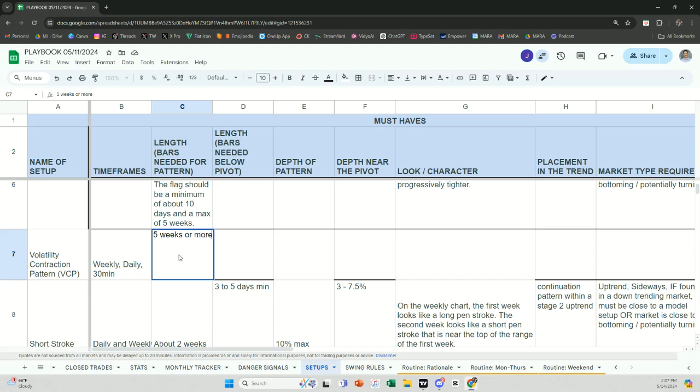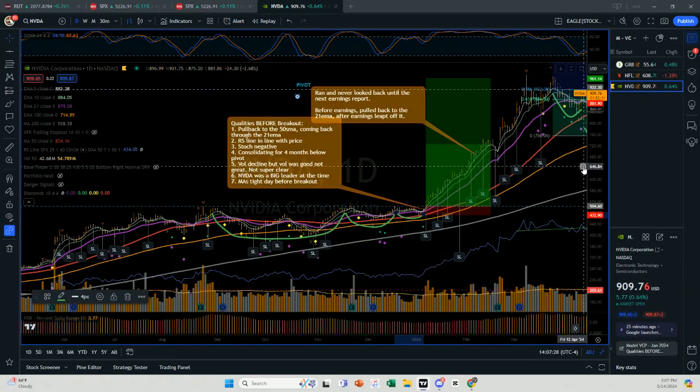5 weeks or more. And the "or more" part, as you'll see, could be several months. So let's take a look at some examples here. I think the first example that I want to take a look at is Nvidia.